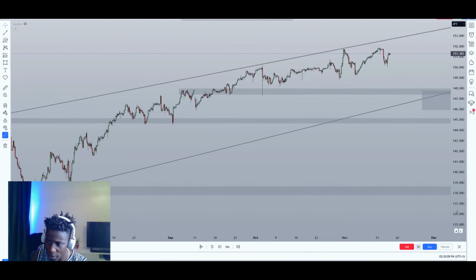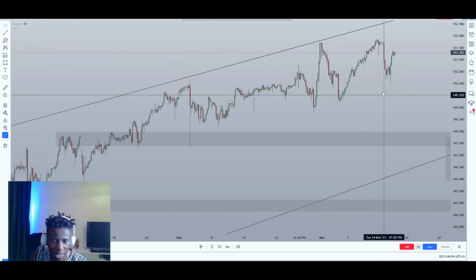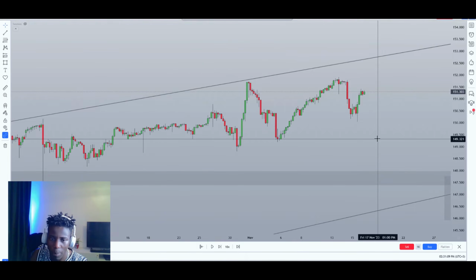If you go back to the 4H, what are you looking for? You're still spotting your levels of support and resistance. What are those levels?